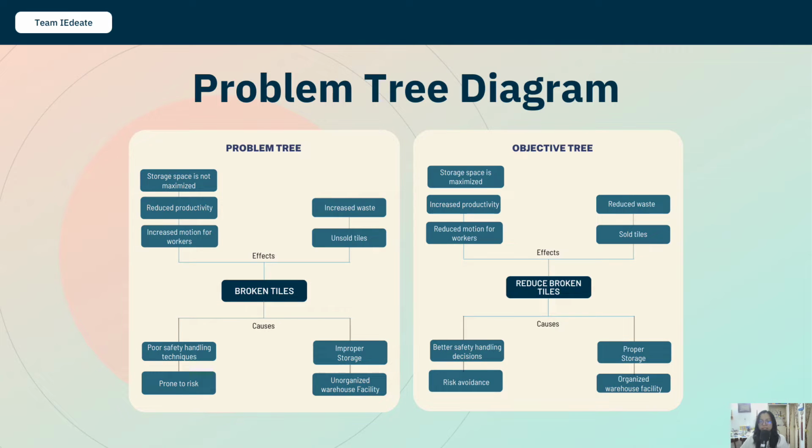The problem objective tree. It can be seen in the lower branches of the problem tree terms such as poor safety handling techniques, being prone to risk, improper storage, and unorganized warehouse facility, which are causes of the broken tiles in the warehouse. These broken tiles have led to effects that can be seen in the upper branches of the tree, effects such as increased motion for workers, reduced productivity, storage space not being maximized, and unsold tiles, which further leads to increased waste.